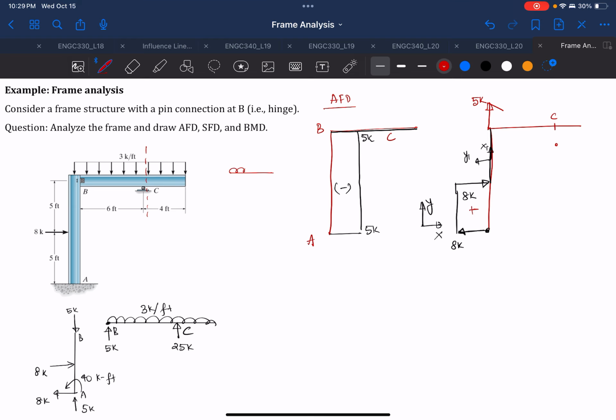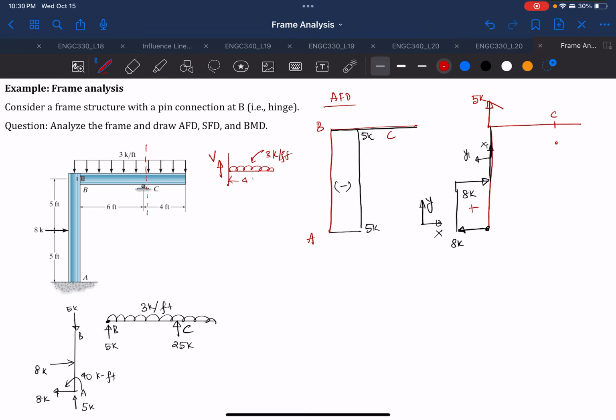C, and you'll see that if you cut that section and follow the sign convention, positive, that will be your shear, and this will be 3 kips per feet, and that will be 12, sorry, that will be 4 feet. So if you use summation of all y equal to 0, you'll see V is equal to 12 kips. And so you'll see that V is equal to 12 kips, which is positive. So that means this point here will be 12 kips.